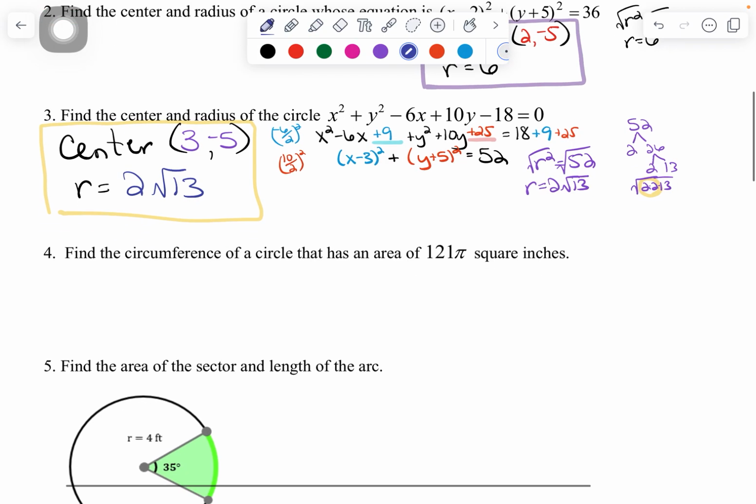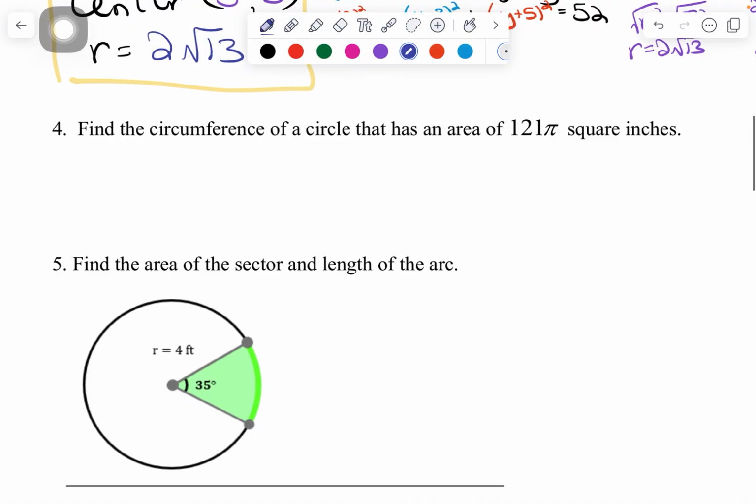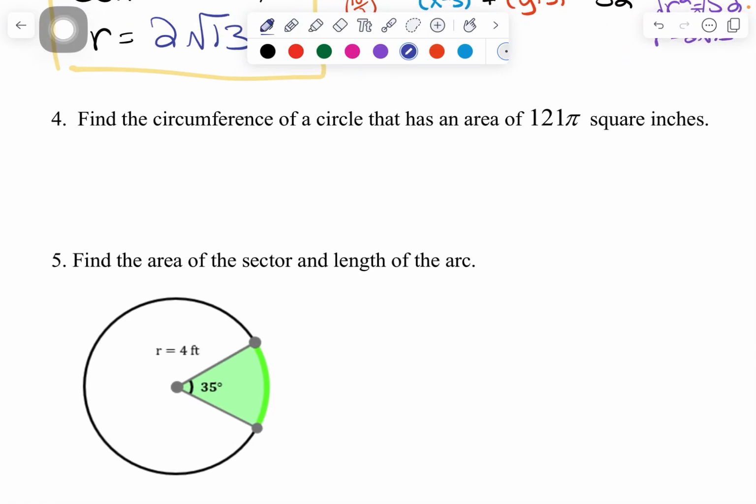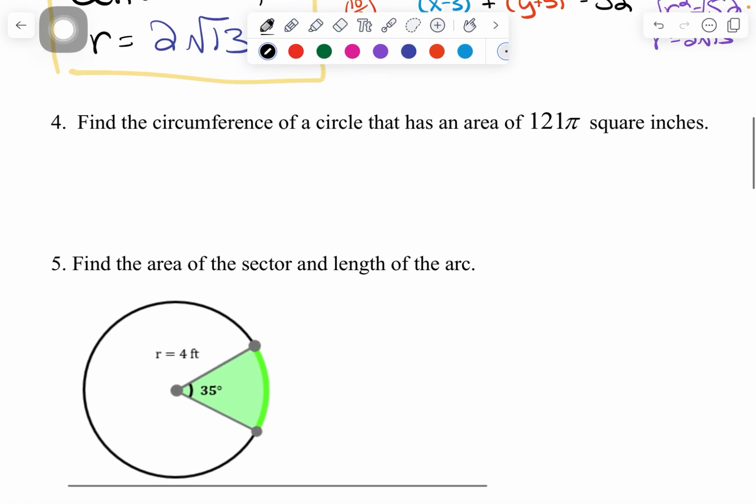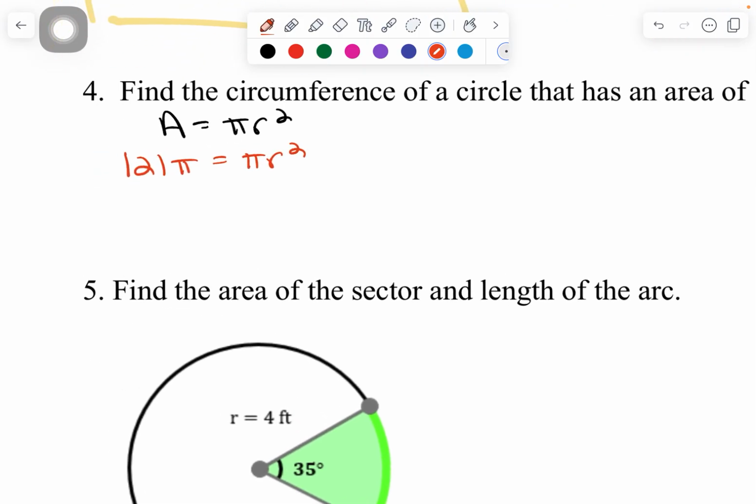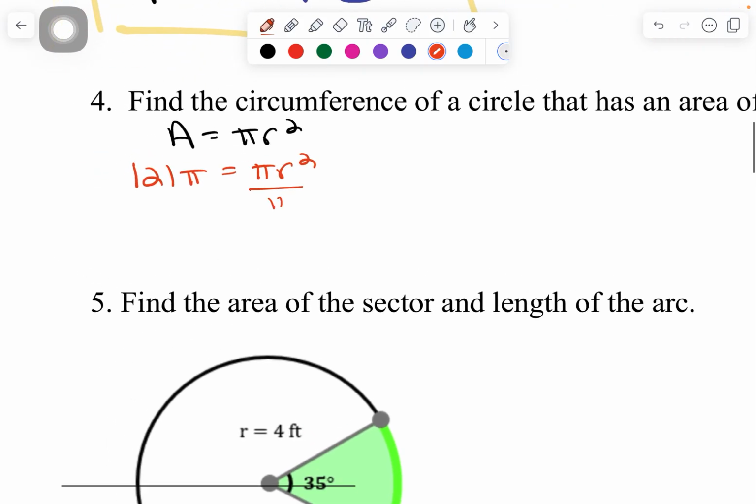Let's roll on down to number 4 here. Find the circumference of a circle that has an area of... All right, so let's start off. We have area is equal to pi r squared. And I'm telling you that the area is 121 pi. So let's go ahead and set that equal. All right. I'm going to go ahead and divide both sides by pi. So r squared is equal to 121. I'm going to take the square root of both sides. So r is equal to 11.